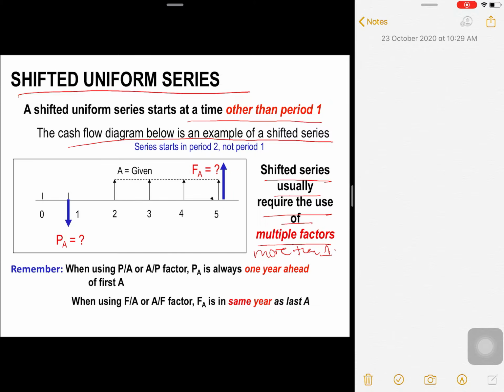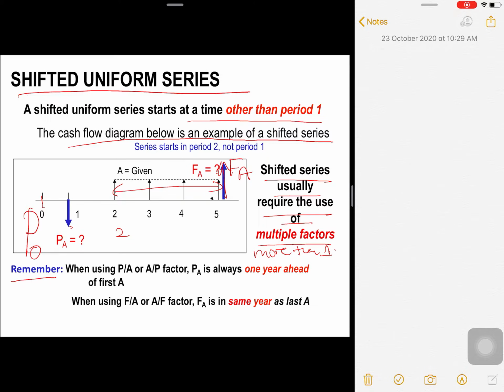So what do we see here from the cash flow diagram? We have the value 0, which is where the P is. P at 0. We do have P at A over here, which represents the present value of A that starts at number 2. And we do also have the value of FA, the future value of A.